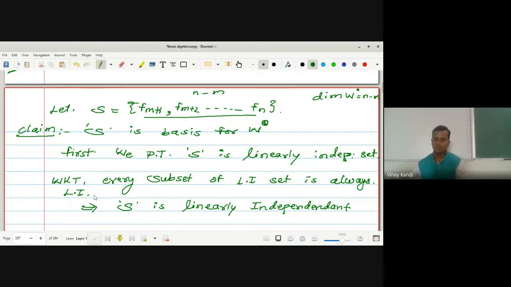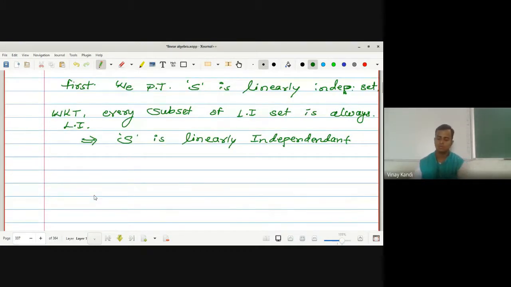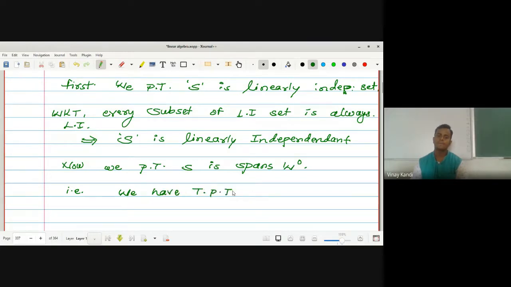Now the second condition we have to prove is that this S spans the annihilator of W. That means every vector in the annihilator of W, every functional belonging to the annihilator of W, we can write in the form of a linear combination of elements of S. That is, we have to prove that the annihilator of W is equal to L of S. Is it correct?